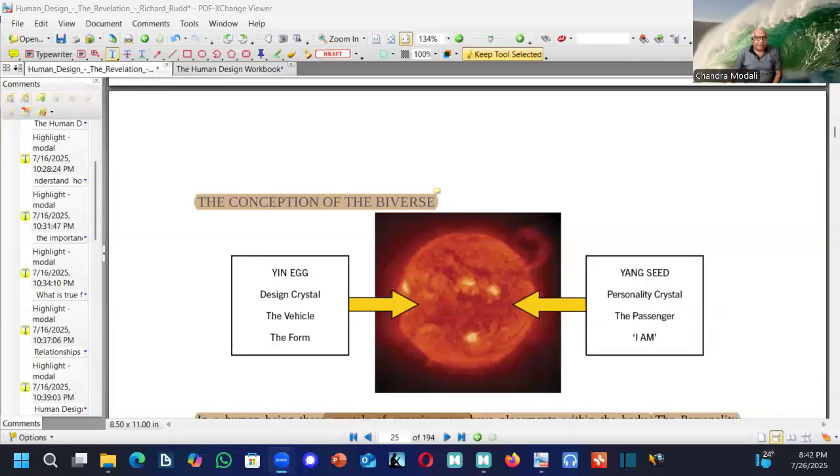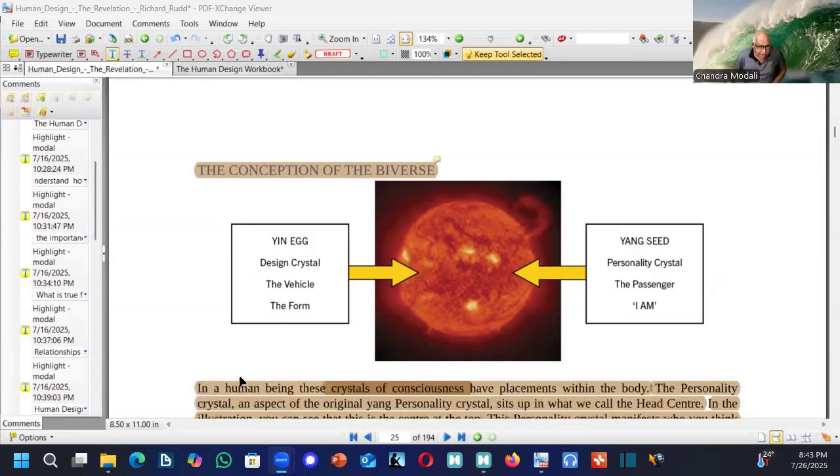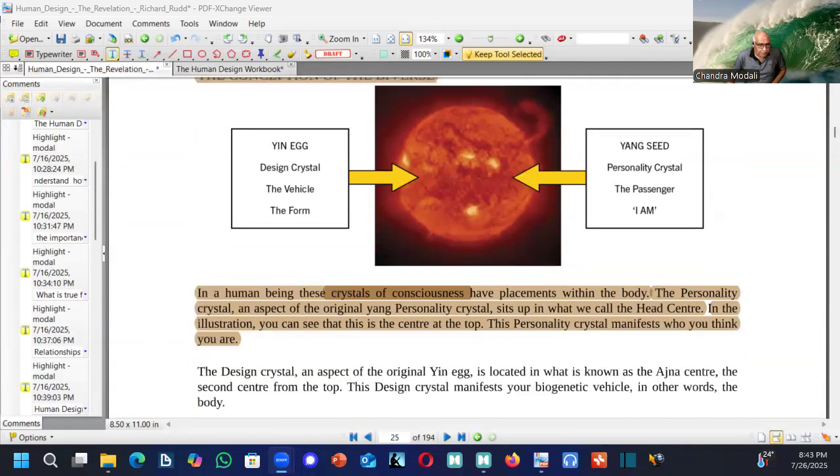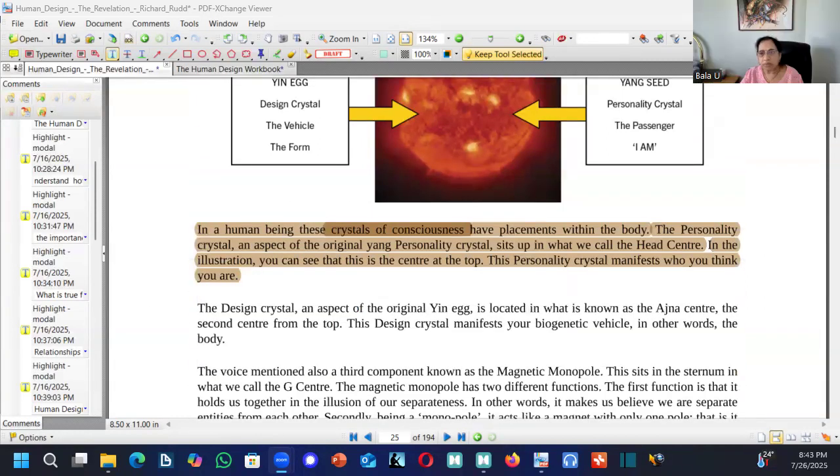Right, let us start with this now. The conception of the biverse: the yin egg is the design crystal, the vehicle, the form. The yang seed is the personality crystal, the passenger, the "I am." So this is the soul. This becomes the soul personality, and the other becomes the vehicle personality or the design. So the soul is actually in between the two.